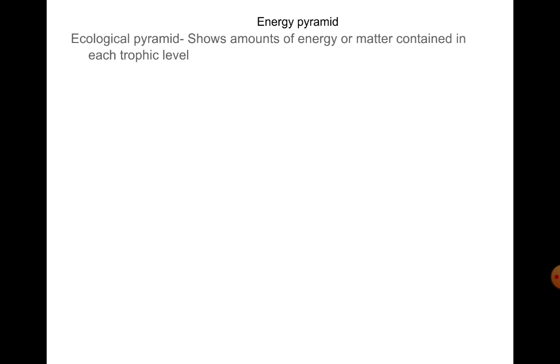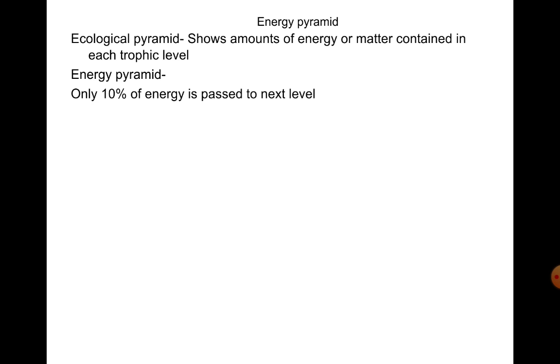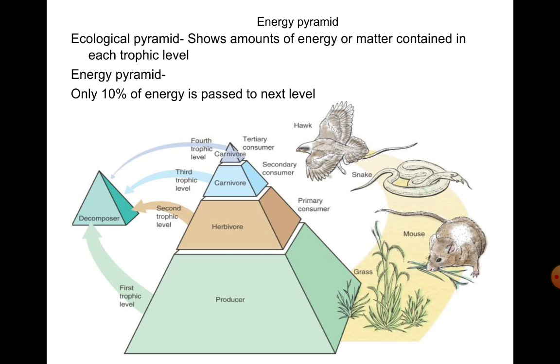Now let's have a look at the energy pyramid. And what do we mean by the energy pyramid? And you will understand why we call it a pyramid. Okay? The energy pyramid shows the amount of energy or matter contained in each trophic level. Normally, when we go from each trophic level up, only about 10% of the energy is passed to the next level. So let's look at this picture.